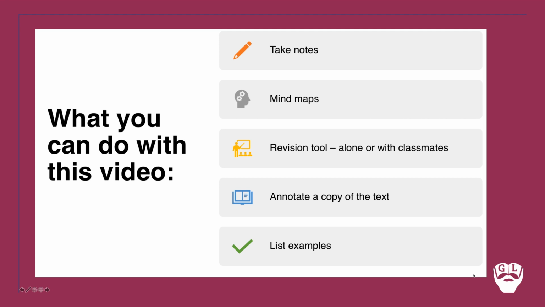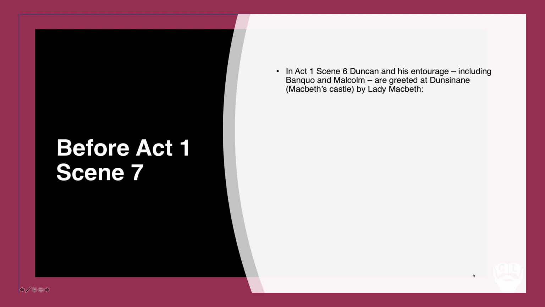So, what actually happens before Act 1, Scene 7? Very brief scene, actually. In Act 1, Scene 6, Duncan and his entourage, that's his court, along with his son Malcolm, who we learnt in Act 1, Scene 4 has just been made heir, and Banquo are greeted at Macbeth's castle of Dunsinane by Lady Macbeth. She says, "All our service in every point, twice done, then double done." Notice those words like "all" and the repetition of "done," showing how subservient, deferential and respectful she's being to the King of Scotland here.